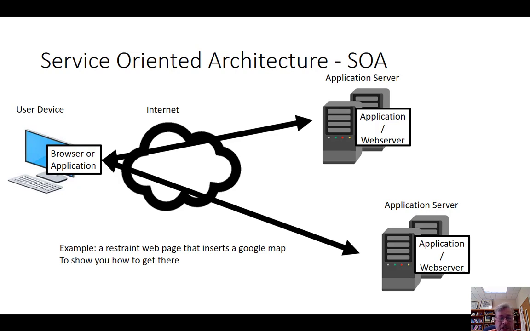So my example that I'm sure you've seen is you go to some web page for a business, maybe a restaurant is a good example, and that restaurant inserts a Google map to show you how to get there. I'm sure you've seen that. Now, what this means is that the web page is combining the information from the restaurant, maybe a menu, certainly some kind of overview of the restaurant.